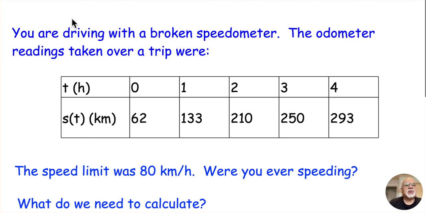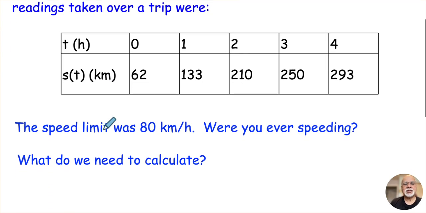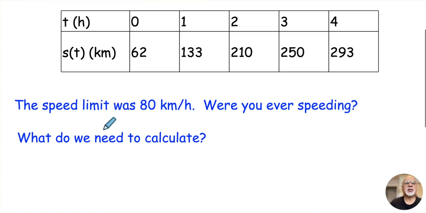So in this first example, you're driving with a broken speedometer, which would be against the law. However, the odometer readings have been taken over the trip and show that at these various times, measured in hours in the first row, the displacement from where you started the trip is mentioned in the second row. The question then is, if the speed limit was 80 kilometers an hour, were you ever speeding? And what would we need to calculate? Well, let's take a look.